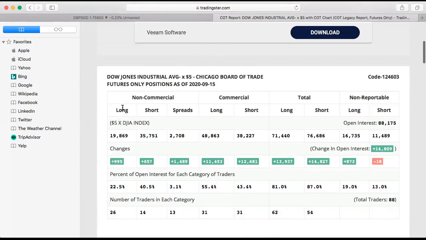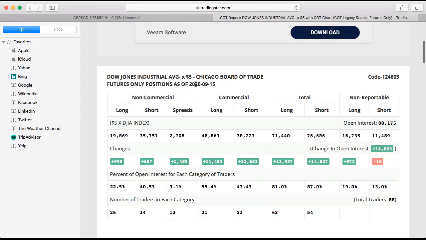So I can see from the report on 15th of September, we had 19,869 long, and we had 35,751 short. So generally, I'm just going with these guys, and I'm going with the short. If the longs were higher, I'll be going with the longs. Okay, so this is just what I look for when I come here.